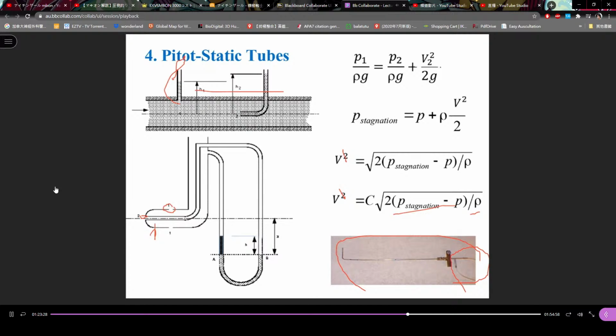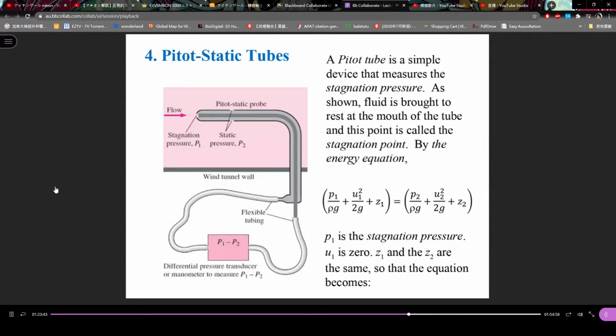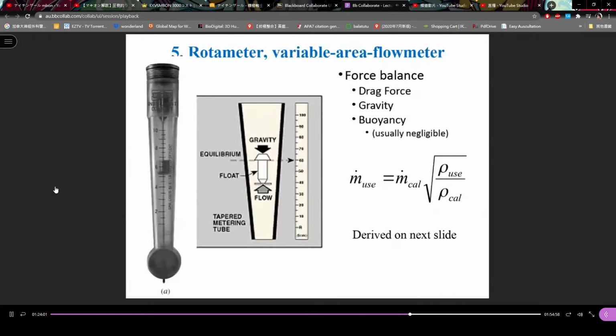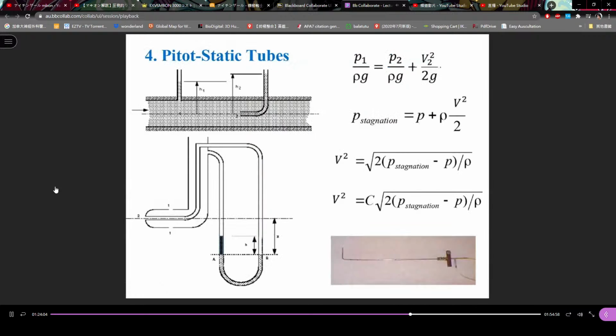But remember, here we're measuring 1 point's velocity, not the mean velocity, because this only measures 1 point only. But if you can measure different points, change the position, then it's not difficult to measure the mean velocity. How to do it? I'll show you how to do it. We have a tutorial example next week to show how to do it.